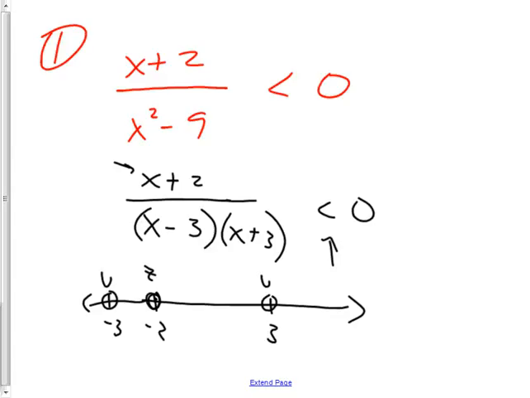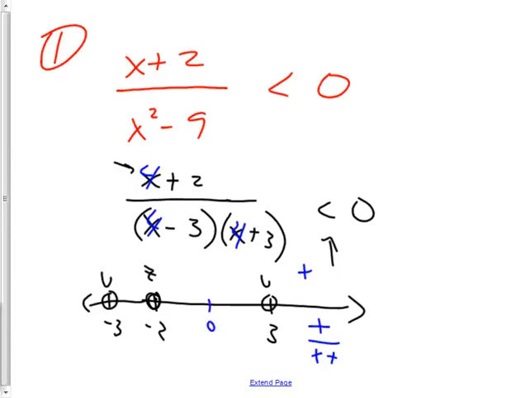I'm going to try sticking in a 4. When I stick in a 4 here and here and here, I get a positive and a positive and a positive. Positive over positive, positive. What's that make? Positive. Does that work? Does that answer what they want? They want things that are less than 0, so it does not work.